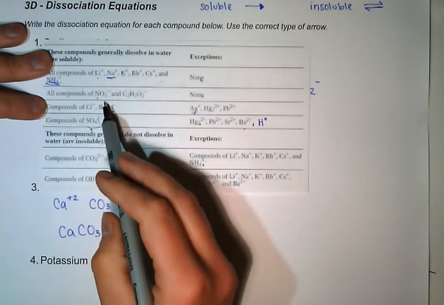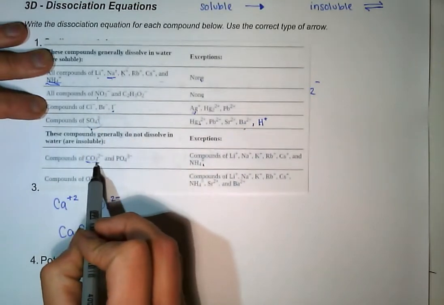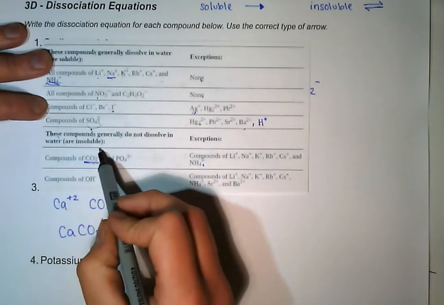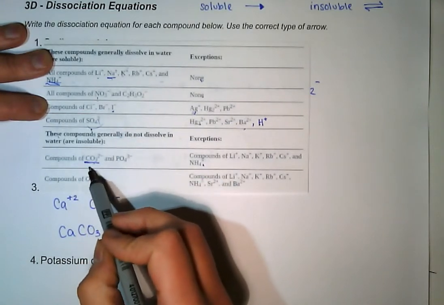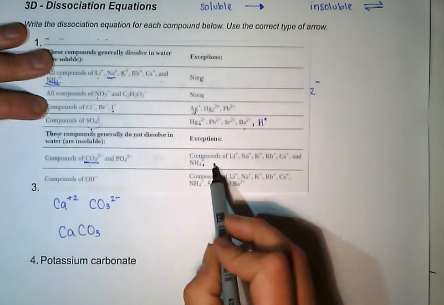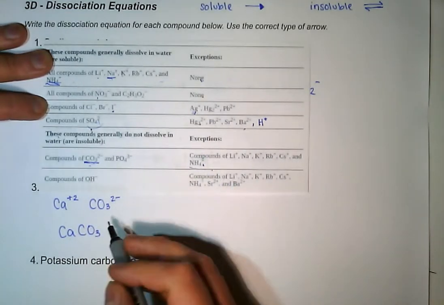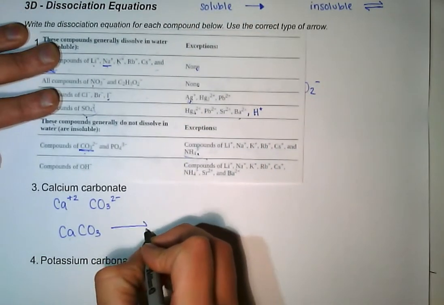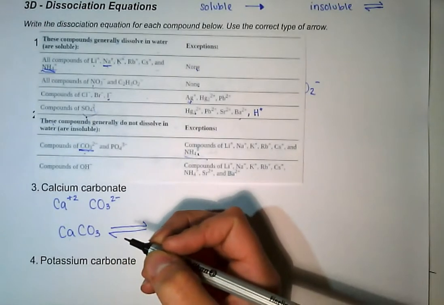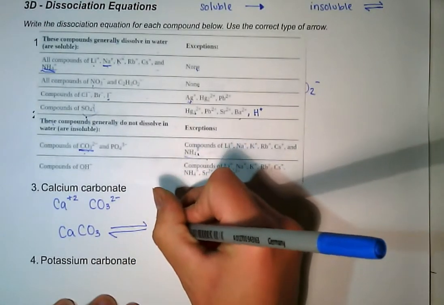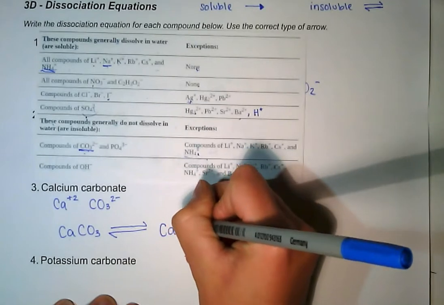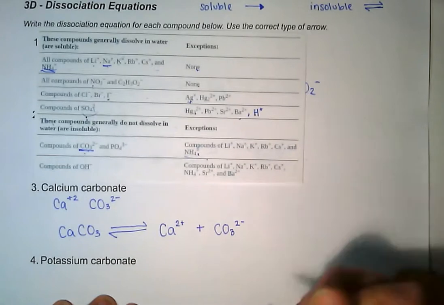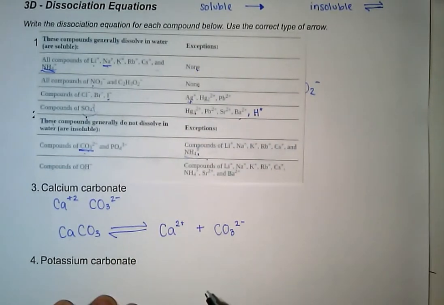I don't see calcium up here. The first time I see it is down here, and it's under the compounds that generally do not dissolve. Carbonates generally don't dissolve, and we'll look and see if calcium is on the list of exceptions. It is not. Calcium carbonate will not be very soluble, so we're going to use a double-headed arrow here. When this does break up, if it were to break up, we'd get a calcium with a 2+ charge, and we'd get a carbonate with a 2- charge. And this equation already came out balanced.